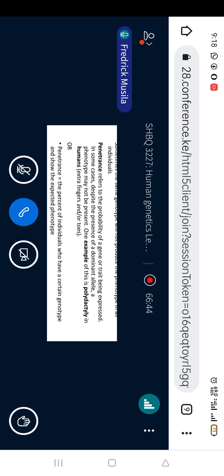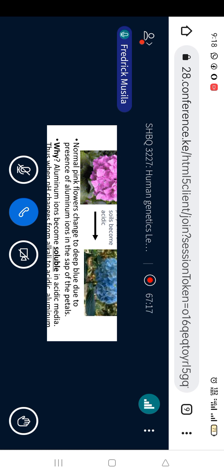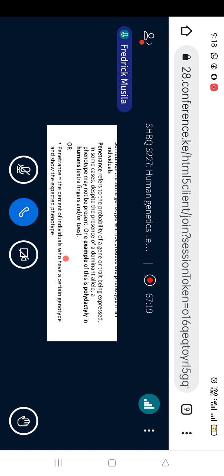So we are looking at the factors affecting Mendel's phenotypic ratios. Remember the lecture on gene interactions, epistasis, pleiotropy and polygeny. We also need to look at factors which alter Mendel's phenotypic ratio, because these three interactions also alter it. So we are also looking at other factors such as environmental influence. Now we are looking at penetrance. Yeah, penetrance. So what is penetrance?